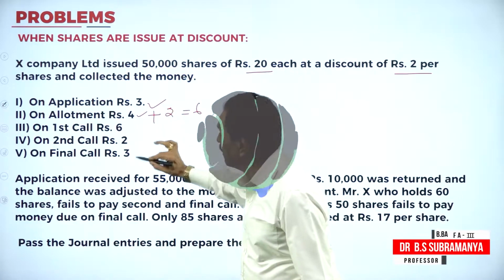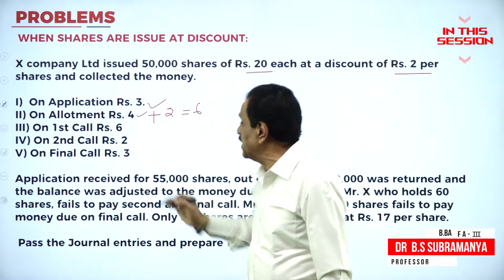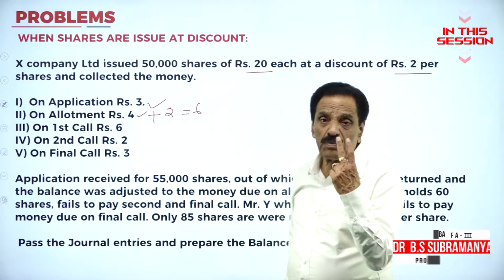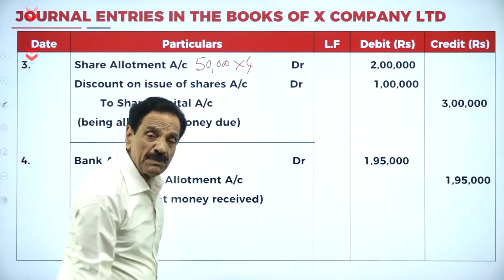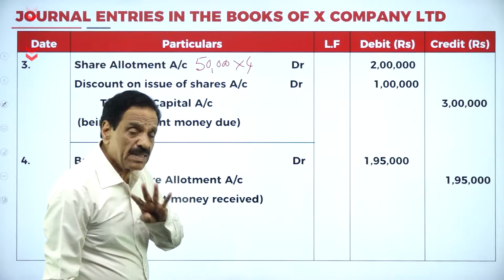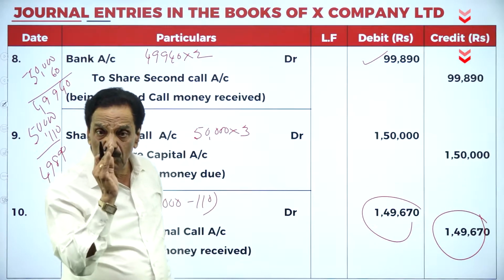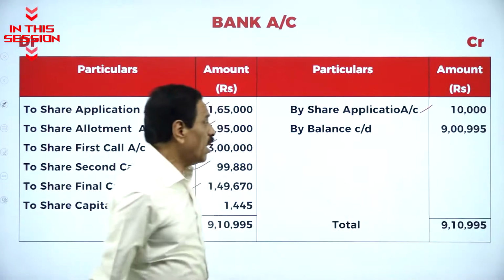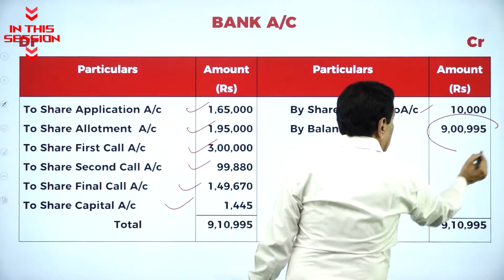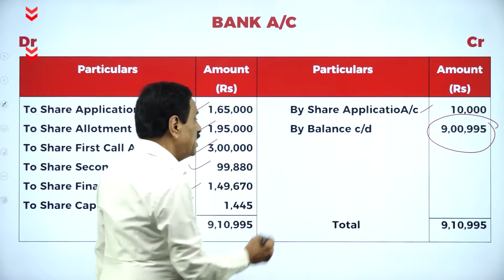3 plus 4, 7 plus 3, 13, 15, 18. How much discount? 2 rupees is there. Share allotment account data 50,000 is for. And how many shares you could not receive? 110. You must be savable 110. How much left over? 9,995 rupees. This is your cash at bank.